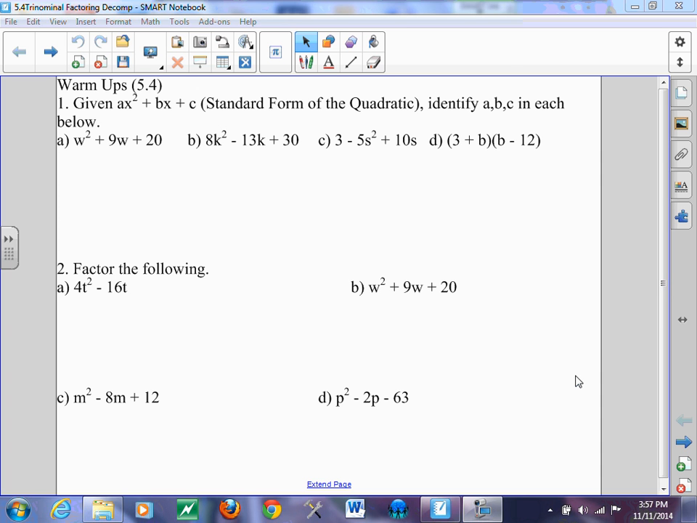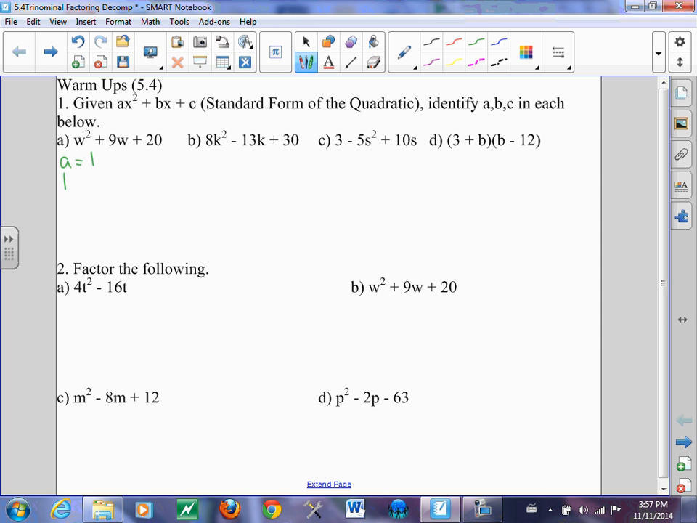Alright, but before we get to the hard type of factoring called decomposition, let's take a look at our warm-ups for today. Number one, given ax squared plus bx plus c, which is standard form of the quadratic, identify the a, b, and c below. So for the first question, a equals 1, b equals 9, and c equals 20. Okay, so they follow a, b, and c. All right. Second question: a equals 8, b equals negative 13, and c equals 30.